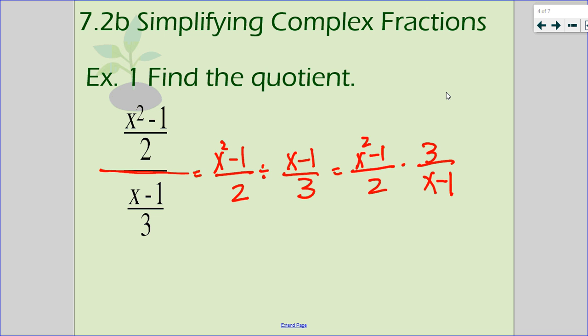Yeah, we will get to cross cancel. However, we do need to factor first. And the only thing that needs factoring is that x squared minus 1. What does x squared minus 1 factor to? Maybe x plus 1 times x minus 1. It would be. Good job. So that is a difference of 2 squares, because you have x squared, and then 1 is a perfect square.